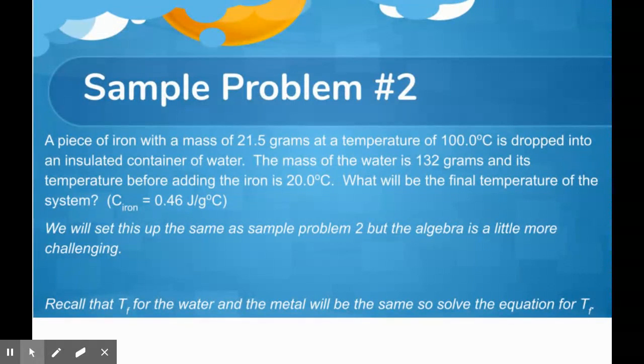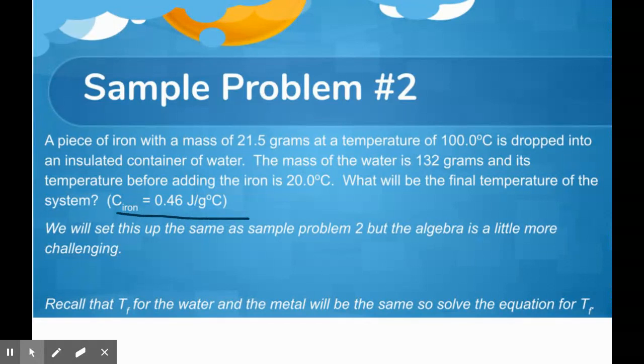Sample problem number 2 says a piece of iron with a mass of 21.5 grams at a temperature of 100 degrees Celsius is dropped into an insulated container of water. The mass of the water is 132 grams and its temperature before adding the iron is 20 degrees Celsius. What will be the final temperature of the system? And you are given the specific heat capacity of the iron.